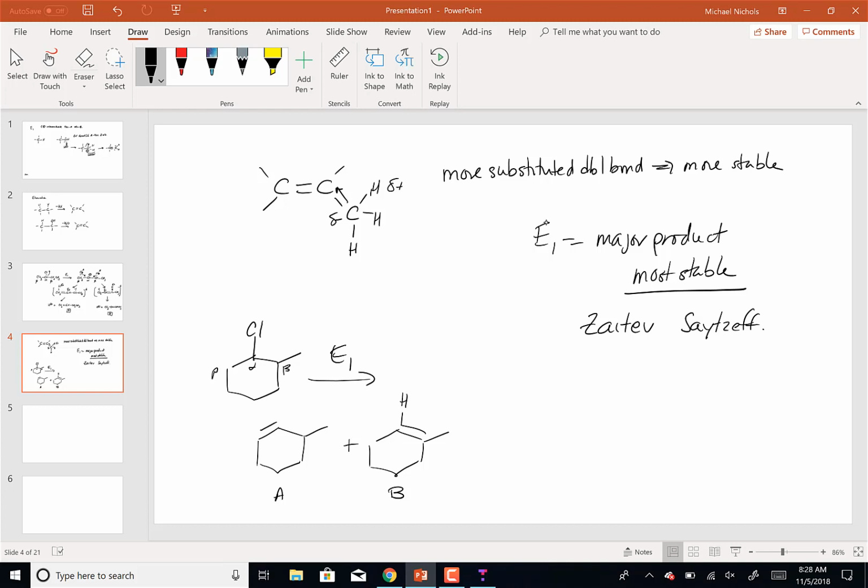So how many alkyl groups are attached to B? The double bonded B. Three. And how many are attached to A? Two. Okay. So that's Zaitsev's rule. So Zaitsev didn't know about E1 or E2. He didn't know about carbocations. What he knew was that when you did an elimination reaction, you got the most substituted product. That's what he knew, and so that became the rule. So when we do E1, we're always going to get the more substituted product.